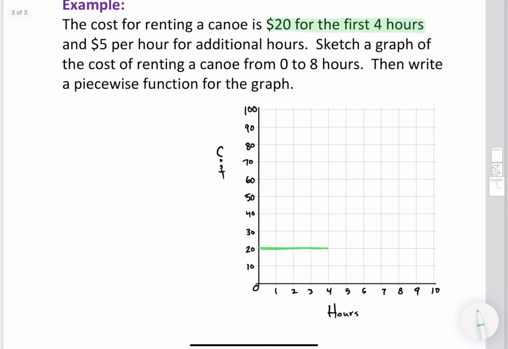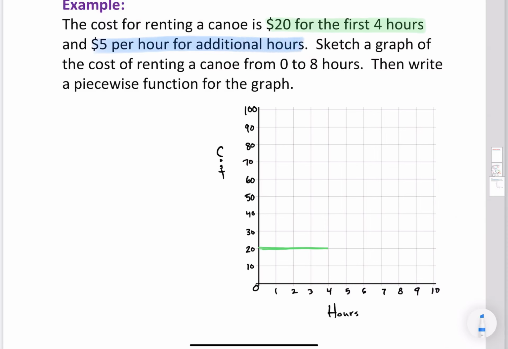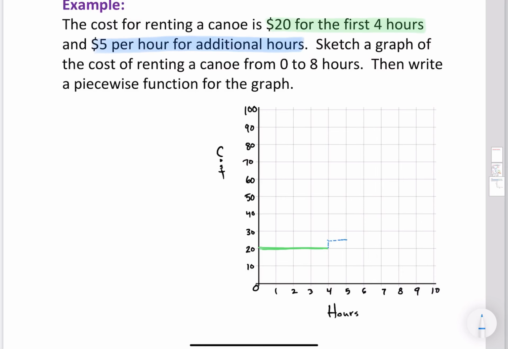Okay, the next piece or the next part of our graph is going to be $5 for any additional hours. So I'm going to constantly add $5 for every hour. So if I did that, that means I'm going to go up 5 and over 1 hour. So up $5 and over 1 hour. And then I'll do another $5 for another hour. So it's really going $10 for every 2 hours. So if I keep doing that, I'm going to keep moving up every $5 for every hour. And I'm going to stop right over here.